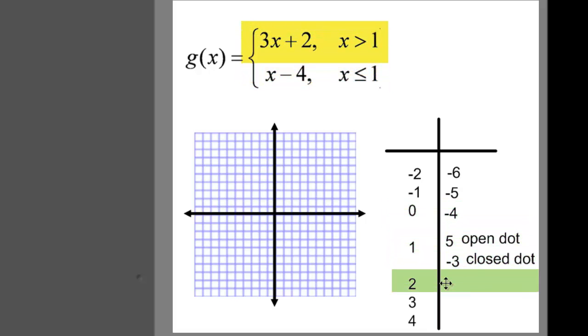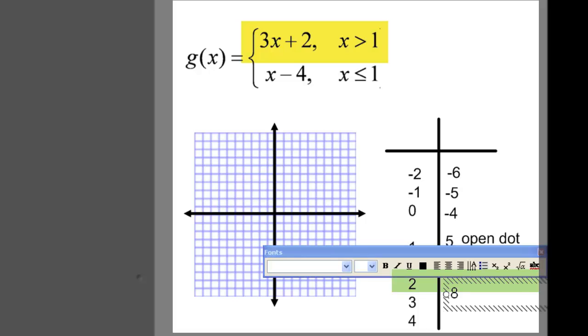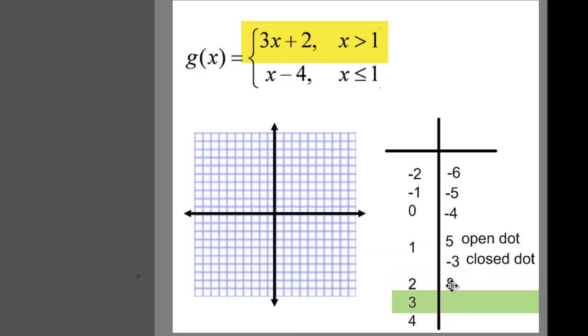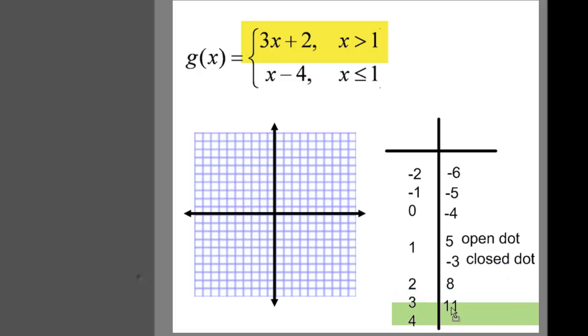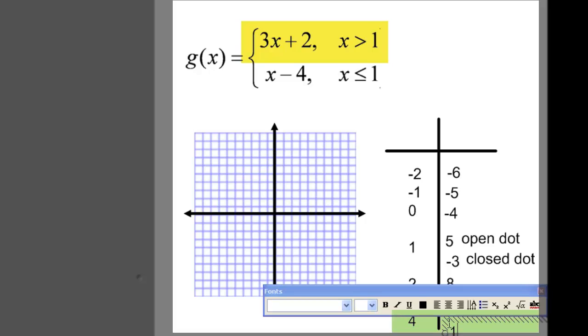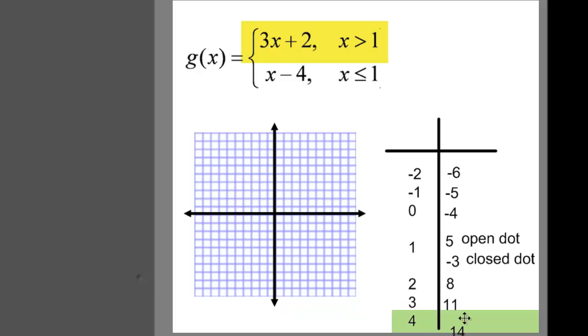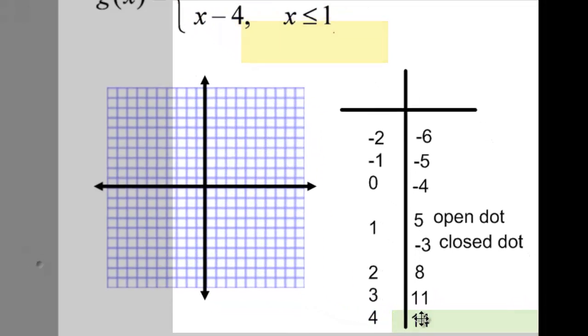Now on the other side of 1, when I input 2, I will now switch to the top function because it's a value greater than 1 as an input value. So 3 times 2 is 6, 6 plus 2 is 8. When I input 3, I get 9 plus 2, which is 11. And when I input 4, I get 12 plus 2, which is, yes, 14. All right, so let's go graphing.